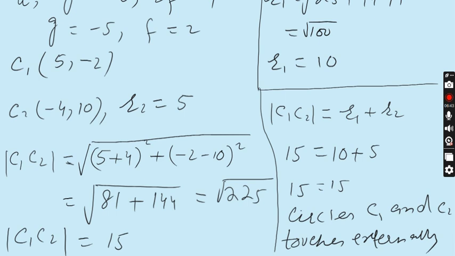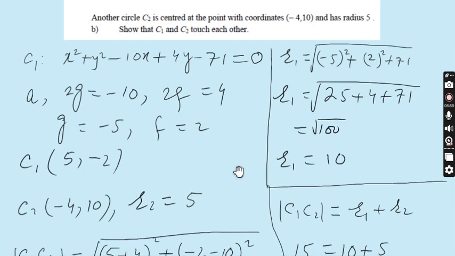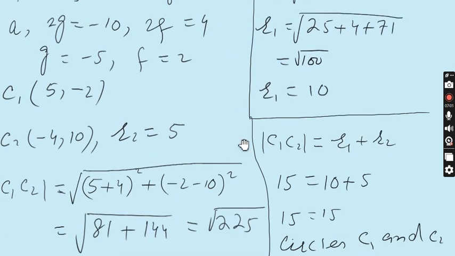Proof. And if the distance between the centers of the circles is equal to the difference between the radii of the circles, then the circles touch each other internally. But in this case, the circles touch externally. So this is part B.